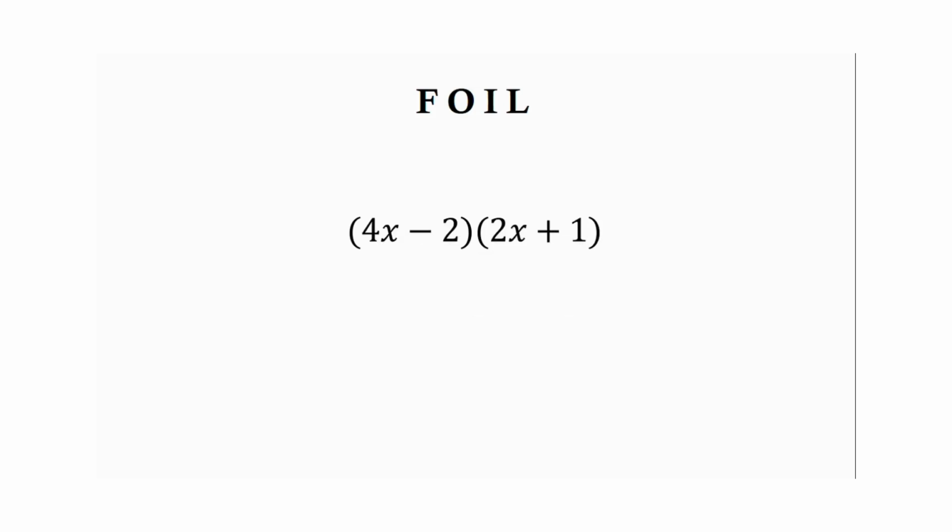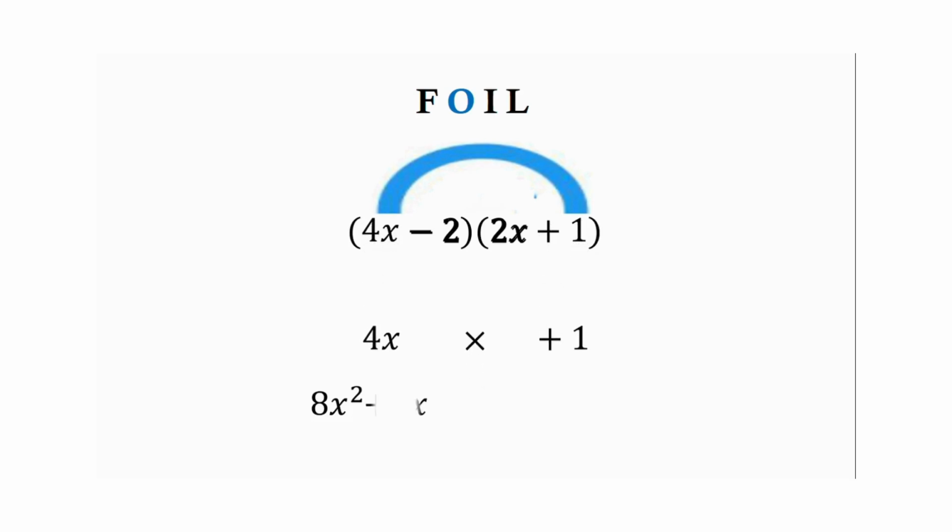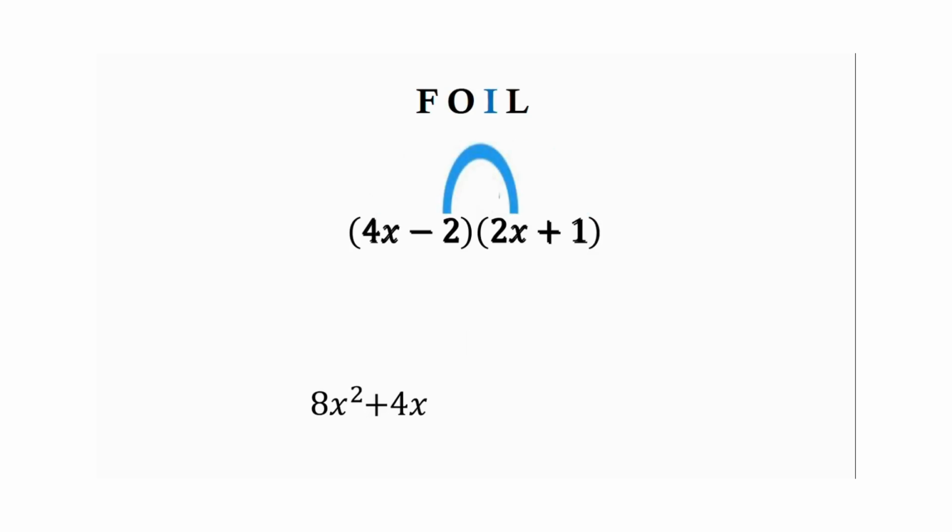Now let's try another. 4x minus 2 times 2x plus 1. First gives us 8x squared. The outside gives us 4x, and the inside, be careful to always look at the sign.